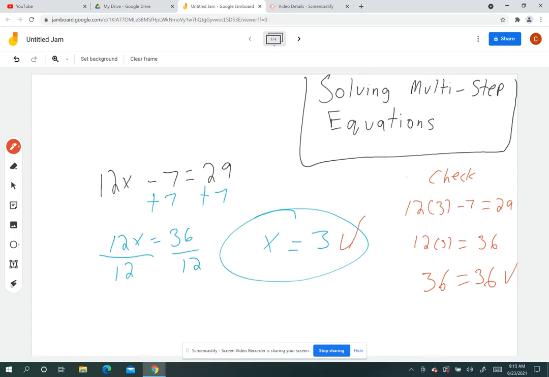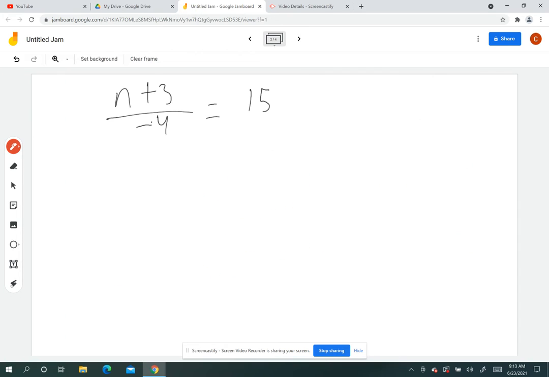So as you can see, it's literally just another couple steps sometimes, or just one more step to solve for x. Now, we already know why I checked, so we don't have to worry about that. Let's go to the next problem.